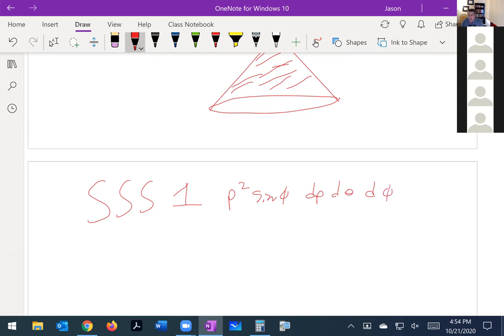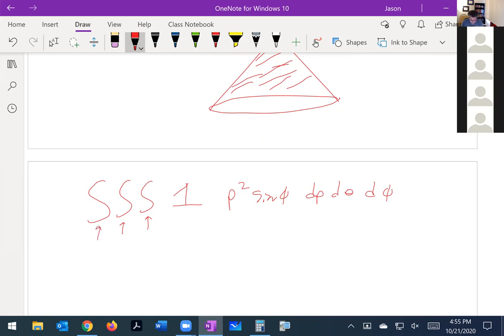So the hardest part of this is going to be figuring out what my limits of integration are. The integration is easy. It's finding out, well, what does rho go from? What does theta go from? And what does phi go from?